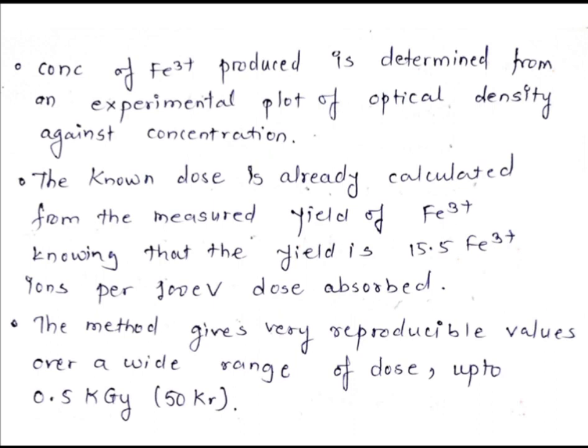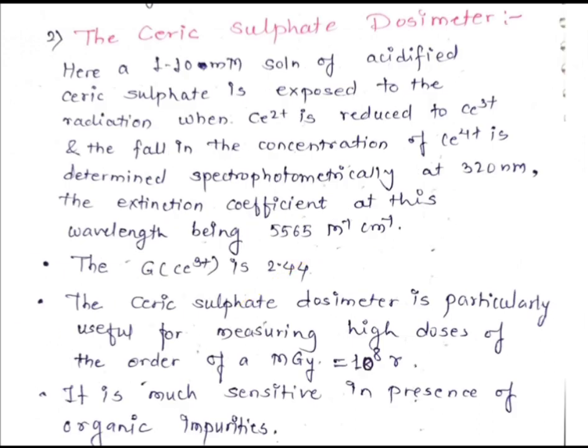So the method of dosimetry gives very reproducible values over a wide range of dose up to 0.5 kGy, that is kilogray, or 50 kilorads. So this is all about the Fricke dosimetry, which is related to oxidation of Fe2+ to Fe3+. Now we will see the ceric sulphate dosimetry.